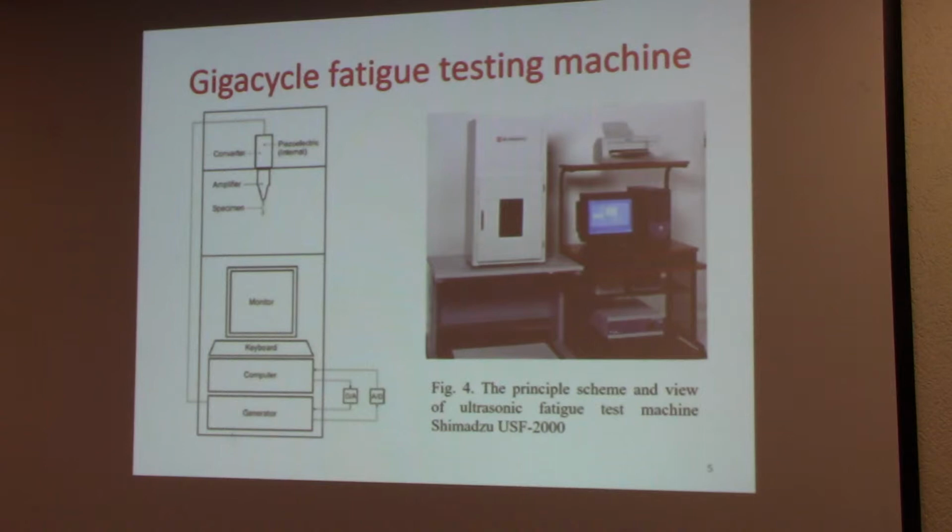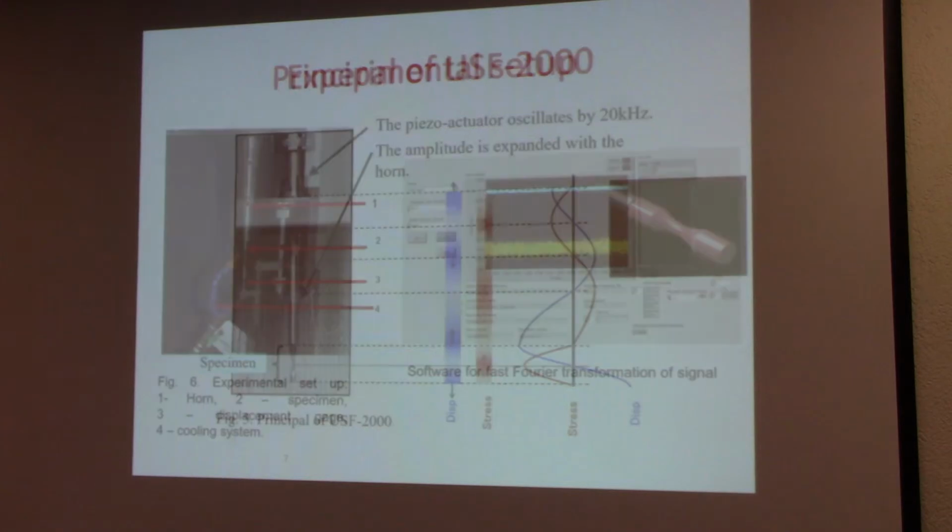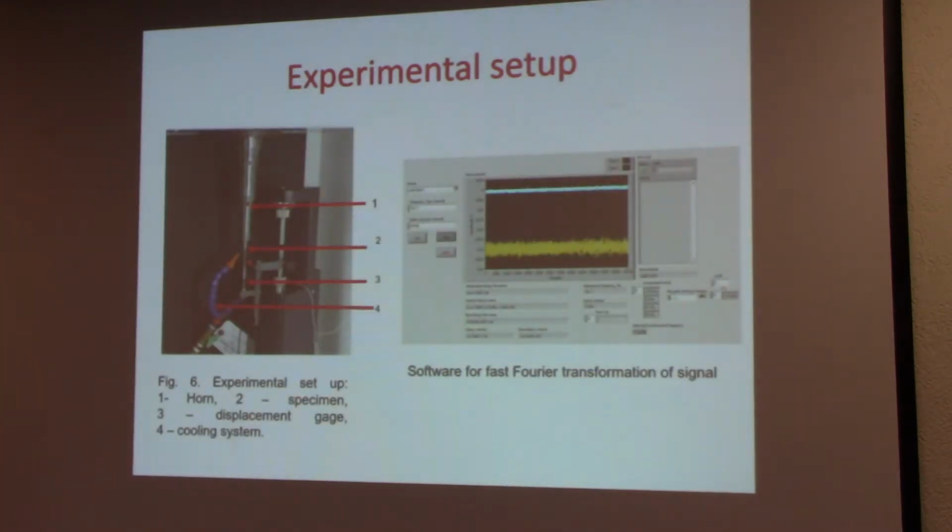We used the fatigue testing machine USF 2000 by Shimadzu. It's a resonant type machine. The system of horn and specimen are in resonance. The maximum stress is situated in the center of the specimen and the maximum displacement at the end. And what we are doing, we put at the end of the specimen a magnetic gauge, which can measure the oscillation of that end. And we wrote software which can calculate the first and second harmonic of that oscillation.